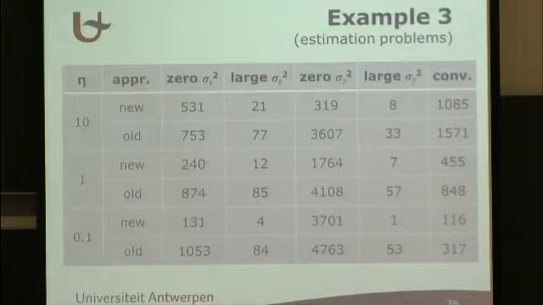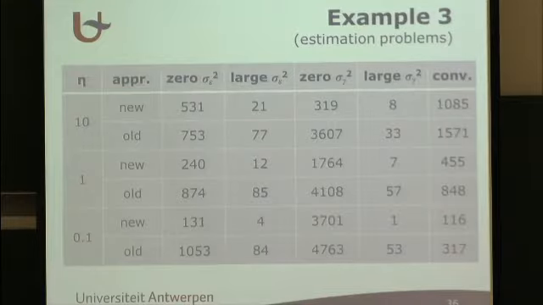And what do I mean by estimation problems? Well, by estimation problems, I mean, for example, zero estimates for sigma squared epsilon. You can see here, if eta is equal to 10 when generating the data, we get zero estimates for sigma squared epsilon in 753 cases out of 10,000 simulated data sets, compared to 531 for the new design.